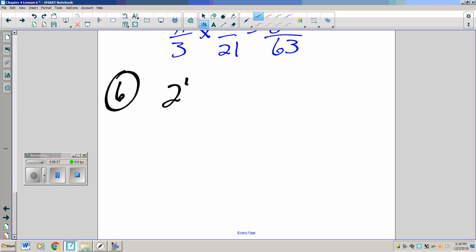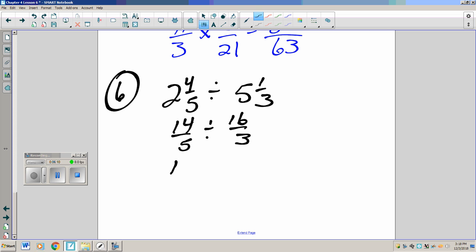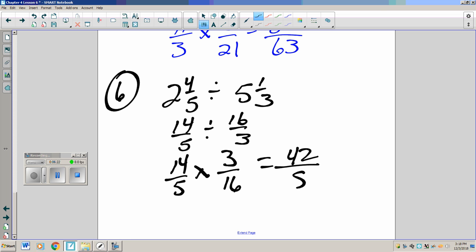2 4/5 divided by 5 1/3. Improper. 14/5 divided by 16/3. Keep. Change. Flip. Multiply. 14 times 3 is 42. 5 times 16 is 80. Reduce that, 21/40.